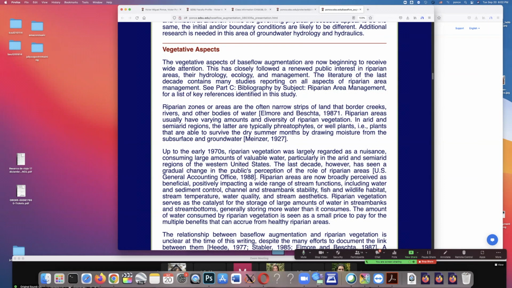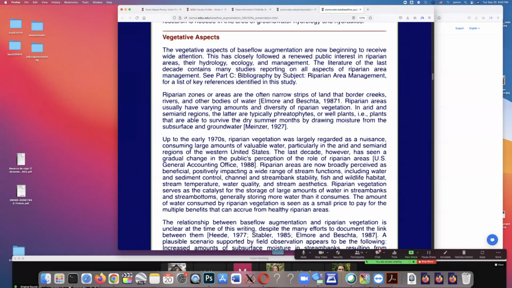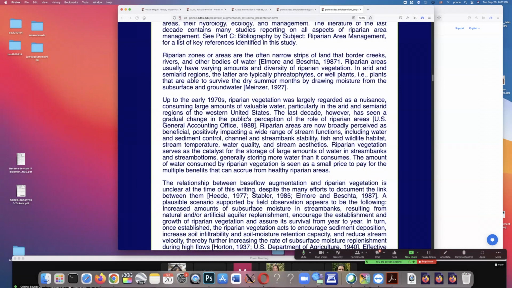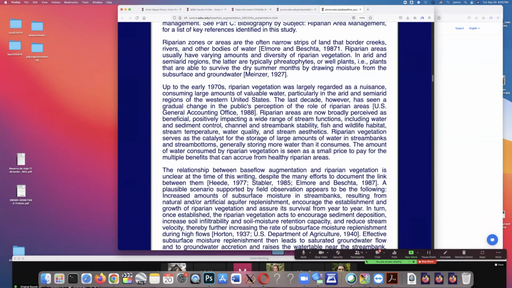If you're planning to take environmental hydrology, unfortunately, I have to tell you that it's not going to be with Professor Ponce, because Professor Ponce is retiring at the end of this year. But Meinzer is a must-read among the maybe 20 or 30 papers that I would consider a must-read for us to get an education in many of these subjects.